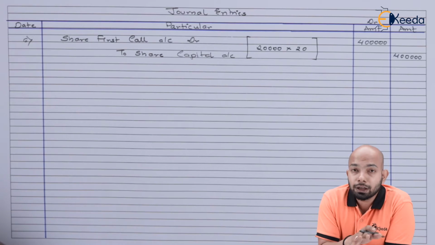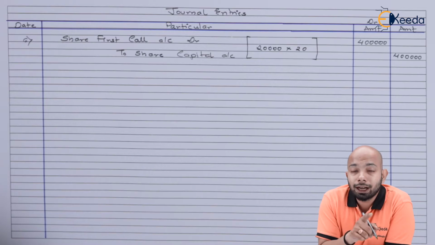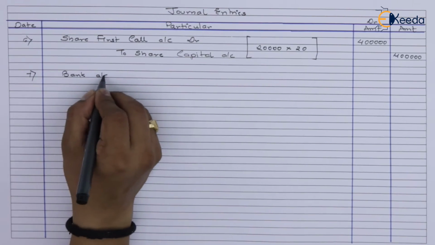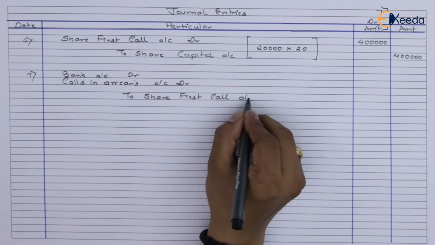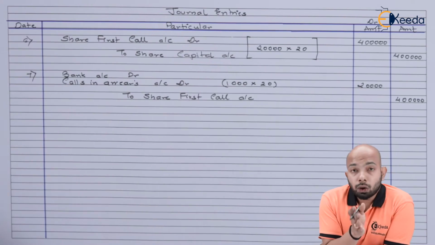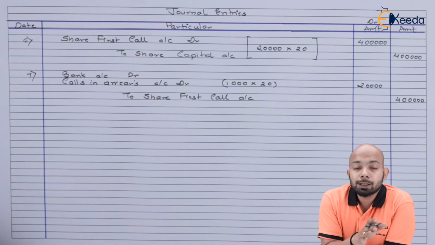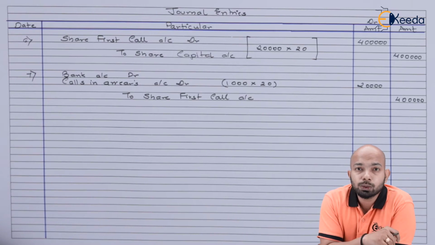Let's pass the receipt entry and figure out whether we have that much of amount or not. Because in the question they have mentioned that there is Mr. Khan who didn't pay that much of amount. That means 1,000 shares multiplied by 20, he didn't pay up for the first call. So out of 4 lakh, 20,000 is what we are not expecting to receive because that is calls in arrears. So the balance 3 lakh 80,000 is what we would have received here. So in the bank account, that will be 3 lakh 80,000.